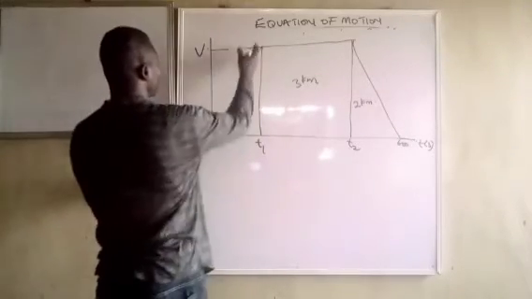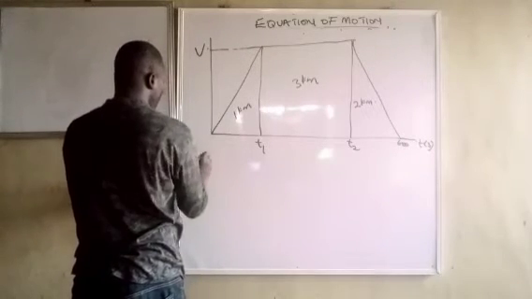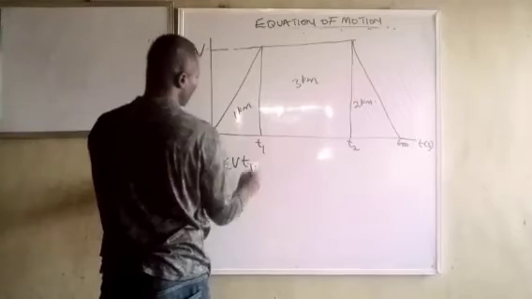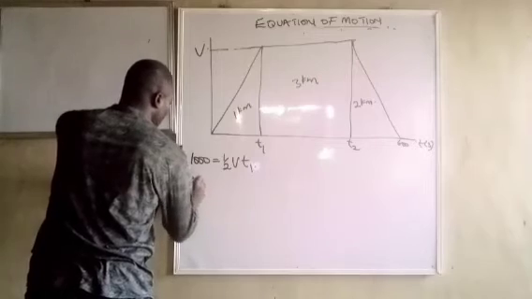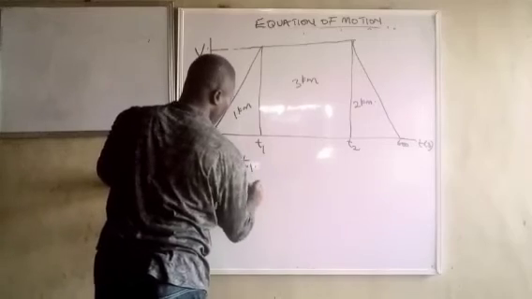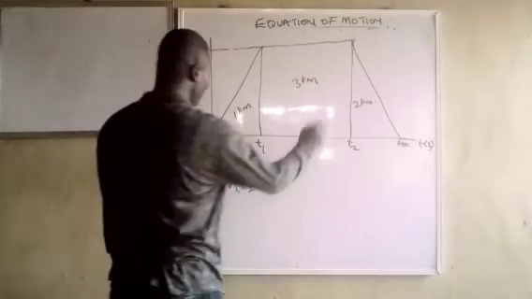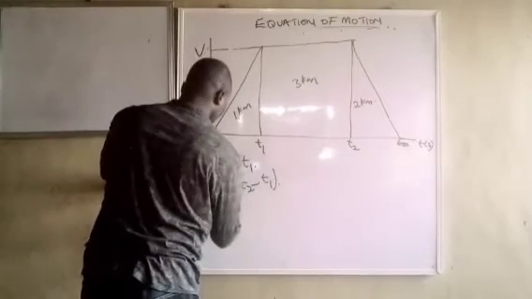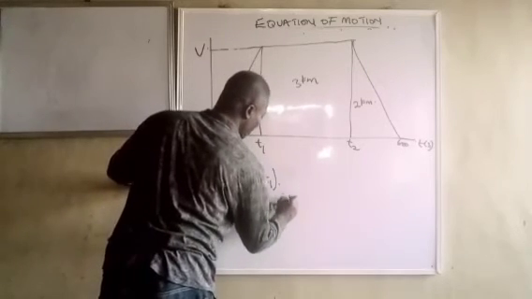For the first kilometer, for the first part, we have 1,000 meters is equal to half into V T1. For the next one, that is 3,000, is equal to V into T2 minus T1. And for the last part, that's 2,000, is equal to half V into 600 minus T2.